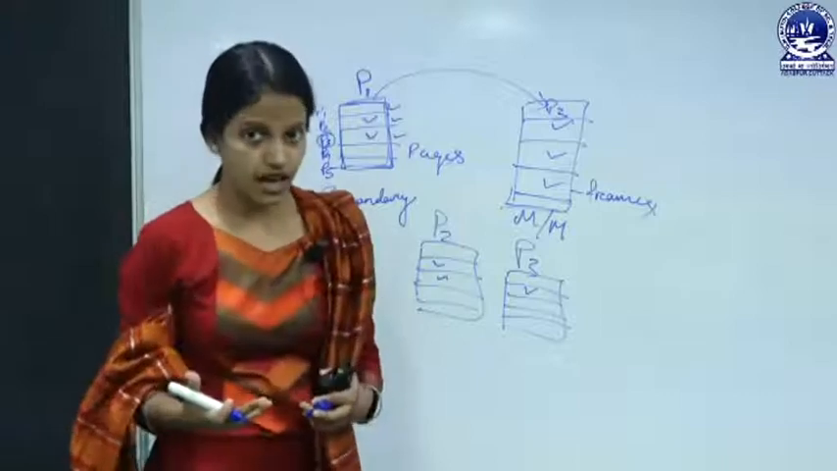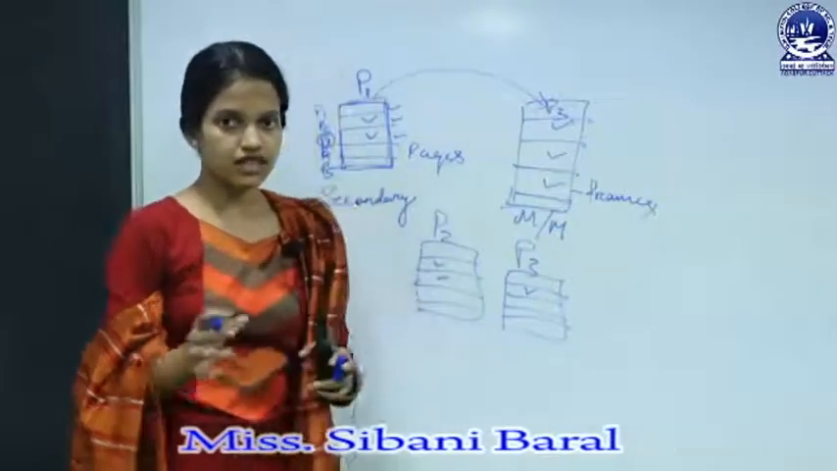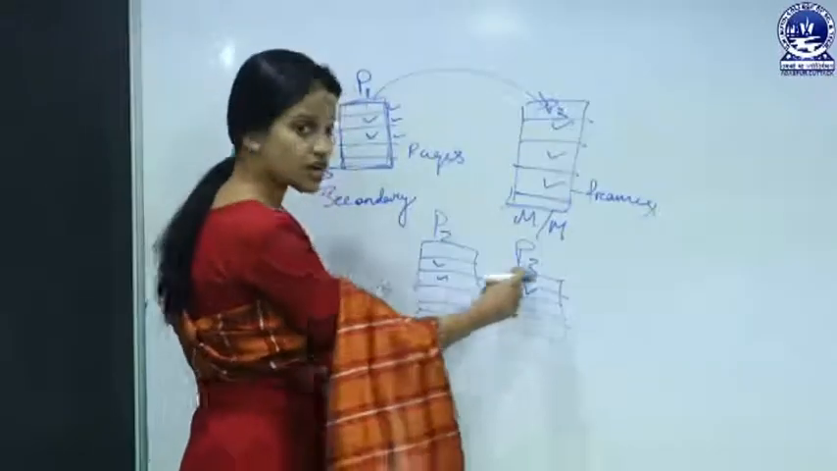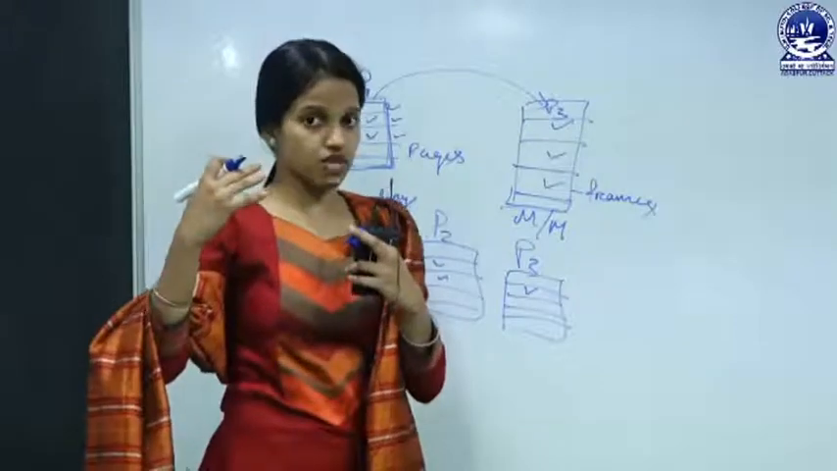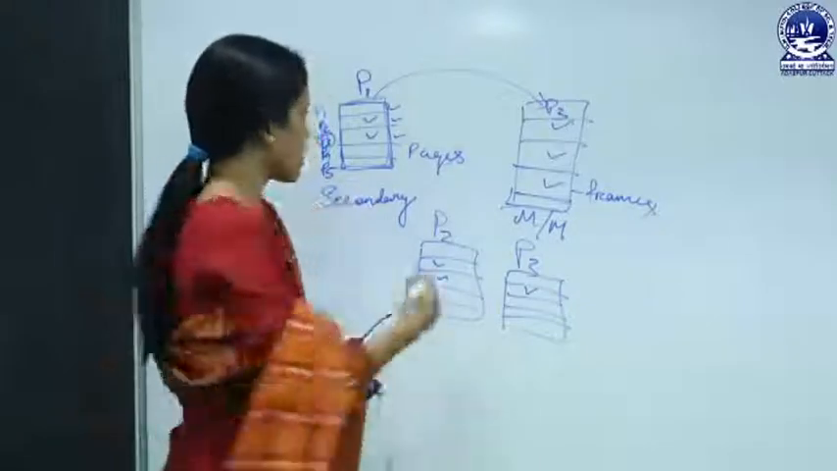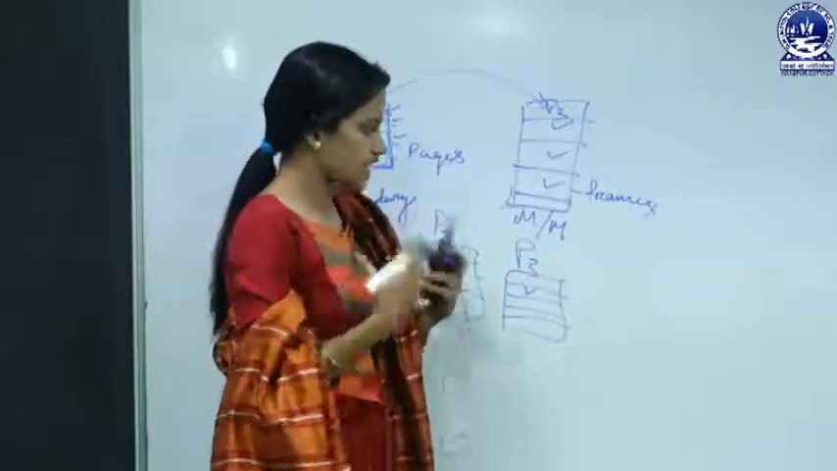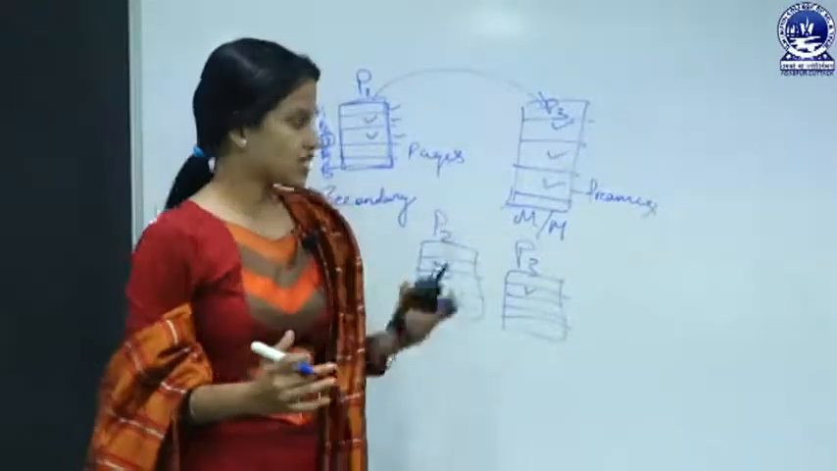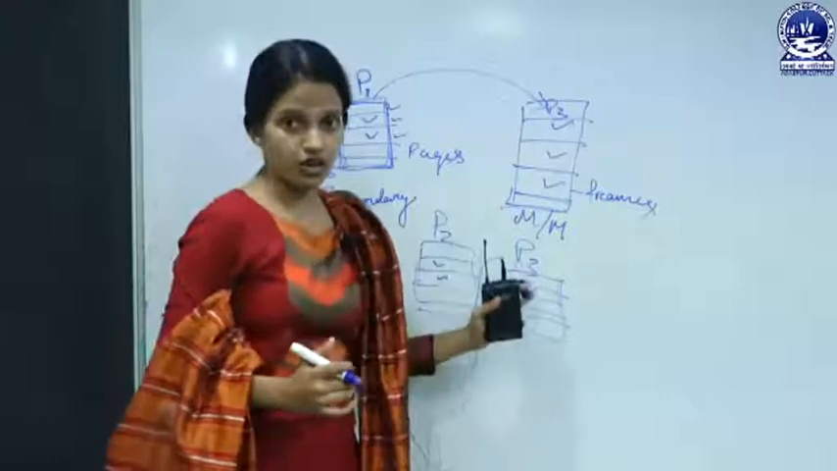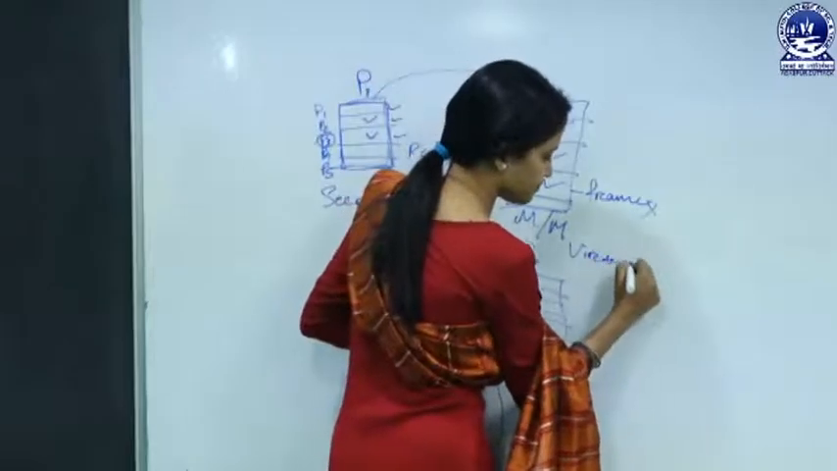So it seems like P1, P2 and P3 are running in the CPU at a time, but that is not true actually. The size of the main memory is limited, and the processes coming are of huge size compared to the main memory. It seems like the size of the main memory is large, but the main memory is smaller than the processes. This kind of thing is called virtual memory. This is called virtual memory.